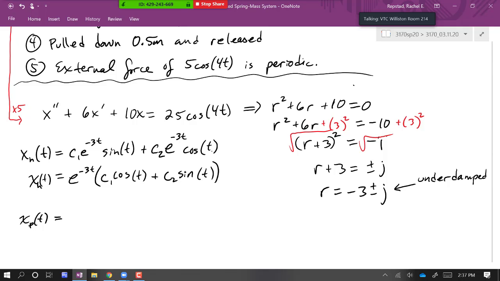So what form does the particular take on, and what do we look at to figure it out? Look at the forcing function. Yeah, we look at the forcing function. We have to look at the forcing function and the homogeneous, right? Because if the basic form that we pick for the particular were already included in the homogeneous, we have to add a factor of t. But the first thing we want to look at is that forcing function. It's a cosine. So what is the form of the particular?